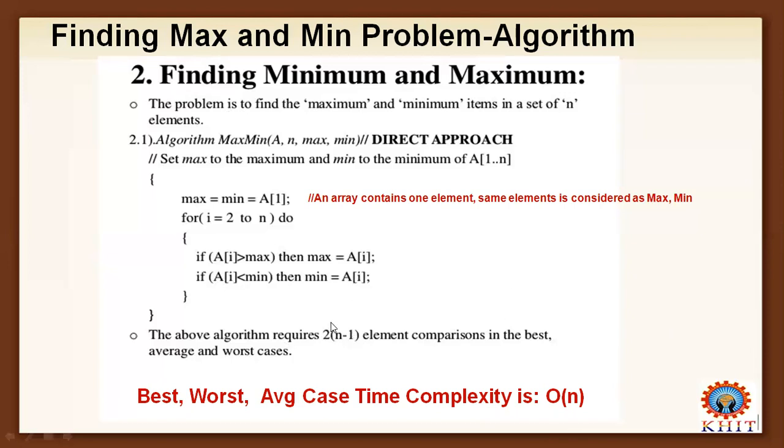Here, consider the constant values. 2 is a constant value, remove it, ignore it, and 1 is another constant value, ignore it. Once we ignore the constant values, we get the output that is order of n. Order of n is the time complexity of the min-max problem.